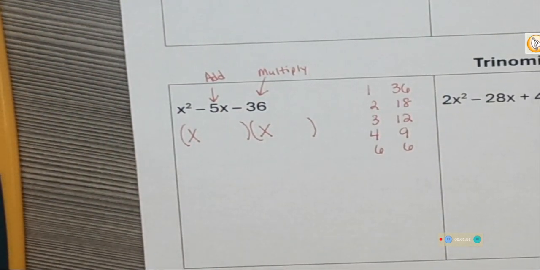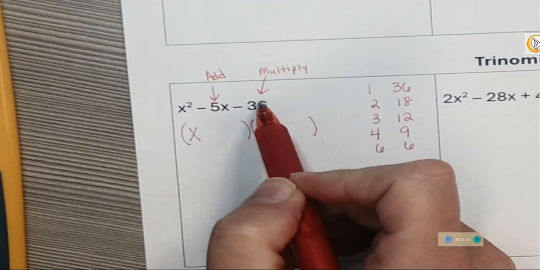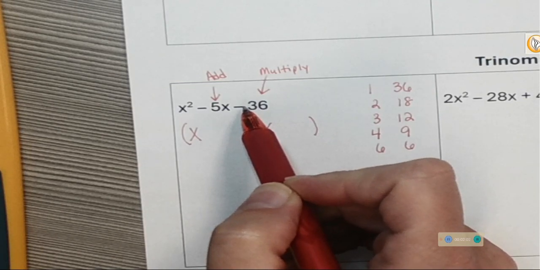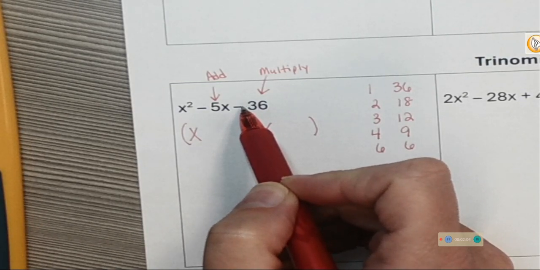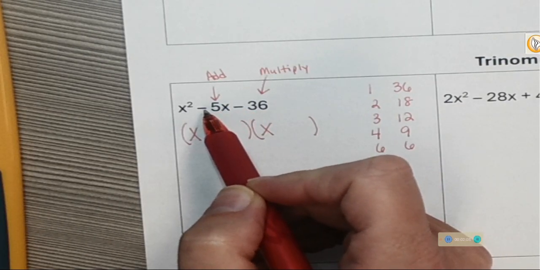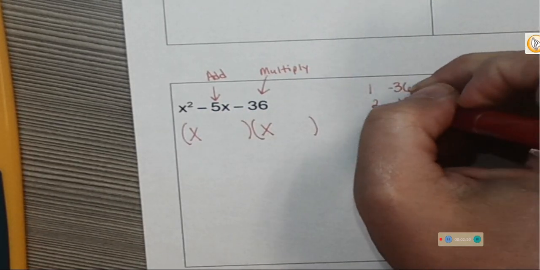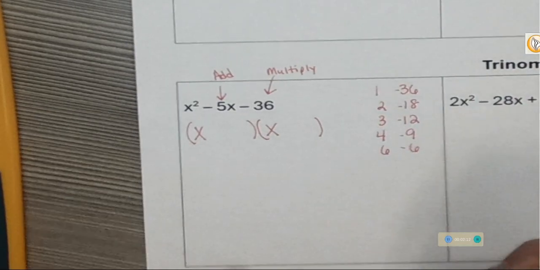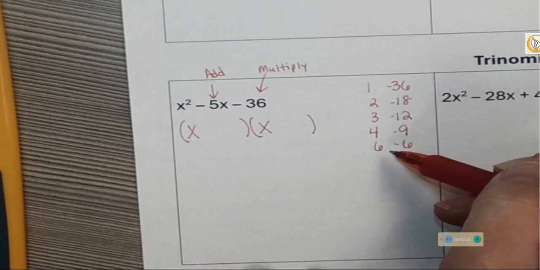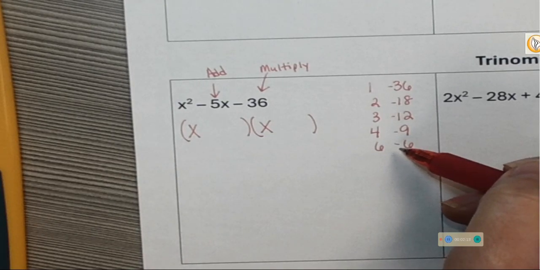So now we need to think about the signs. If you're going to multiply two numbers and get a negative, that means you need one positive and one negative. But you're going to add that positive and that negative and end up with a whole bunch of negatives. So you have to start out with a whole bunch of negatives first. So each of these sets multiplies to give me negative 36. I need to find out which set will add to give me negative 5.